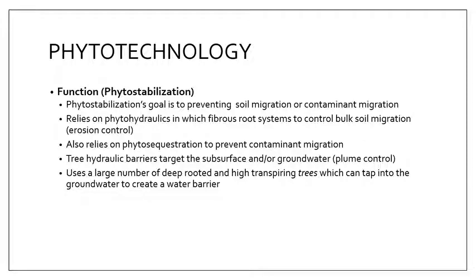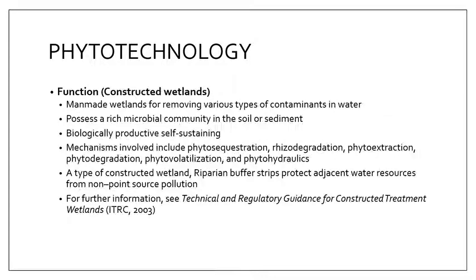Okay, so now the use of plants as hydraulic barriers involves deep-rooted and high-transpiring trees, which can tap into the groundwater. So it should be deep enough to tap into the groundwater, and it also should have a high transpiration, so it can quickly draw in the water and alter the path of your contaminant.